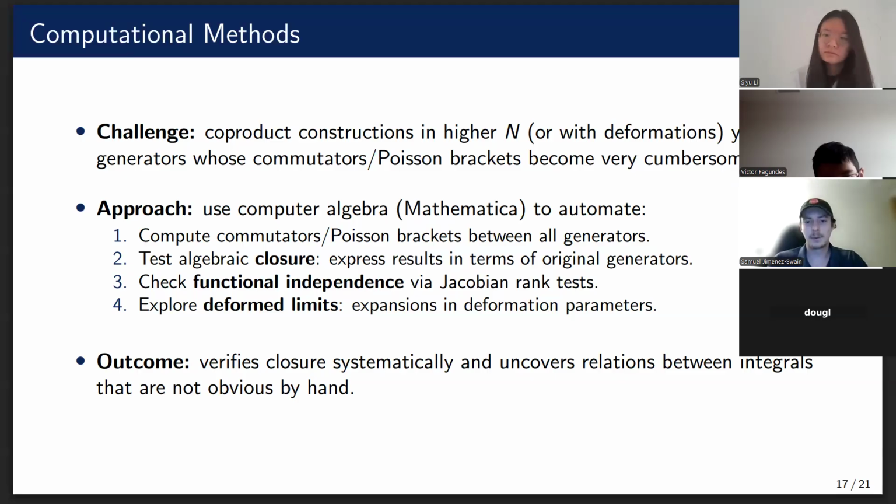And then from that point, Mathematica is essentially used for every step of the process, from computing the commutators or Poisson brackets to testing the closure or testing the functional independence of the integrals in both the deformed and undeformed case. So overall, my project is aiming to combine algebraic structure with physically meaningful models and expose how the deformations of the underlying algebra via those deformed coproducts and deformed commutation relations give rise to new families of QMS systems.